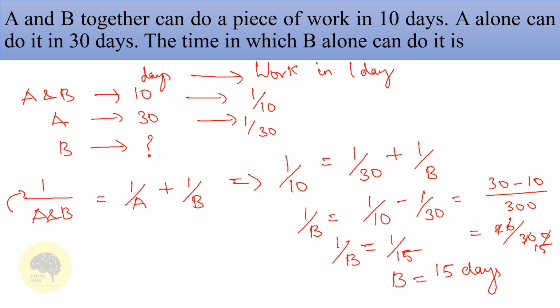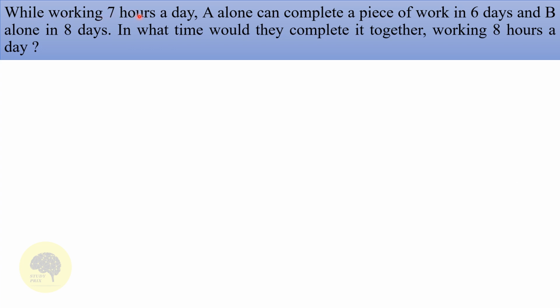Okay. Let's go to the next question. While working 7 hours a day, A alone can complete a piece of work in 6 days and B can complete the work in 8 days. In what time would they complete it together, working 8 hours a day? Watch it carefully. We have to find out the time when working 8 hours a day. First, list out the data from the question. A can complete the work in 6 days and B can complete the work in 8 days, working 7 hours a day.